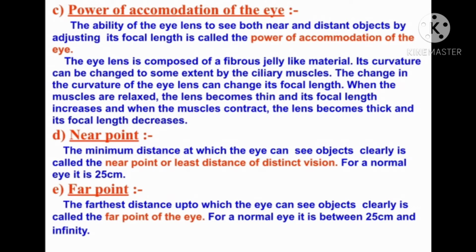The next is the far point. The far point is the farthest distance up to which the eye can see objects clearly without any strain, known as the far point. And for a normal eye, it is infinity. So it means for a normal eye, the vision varies from 25 centimeter to infinity.